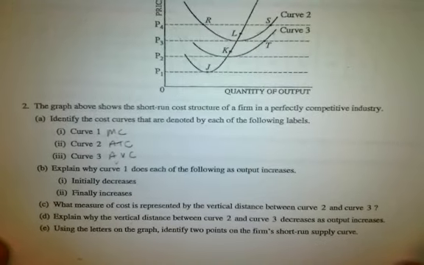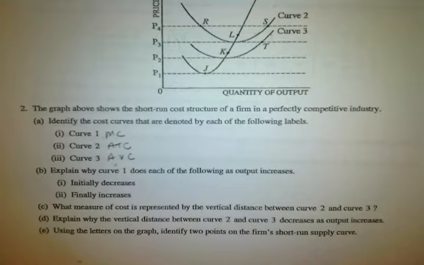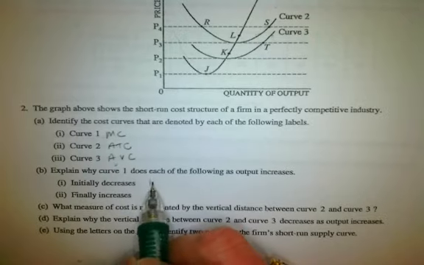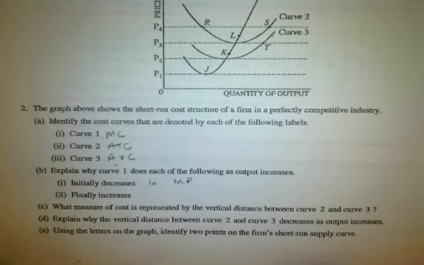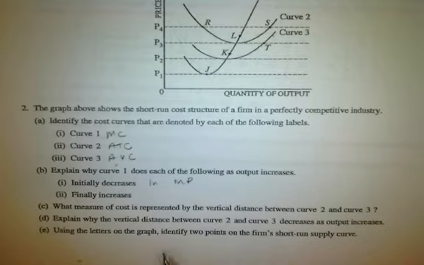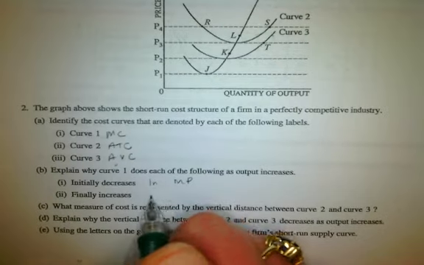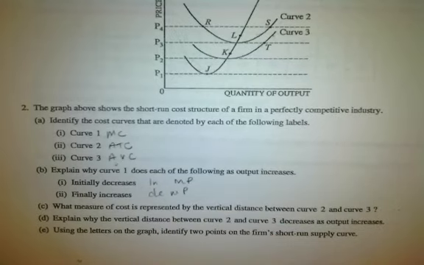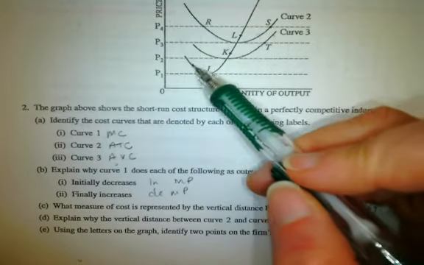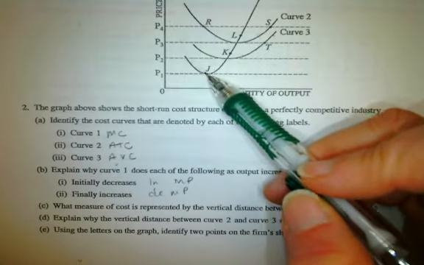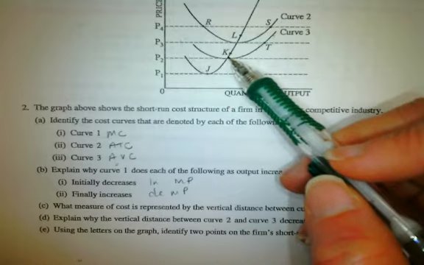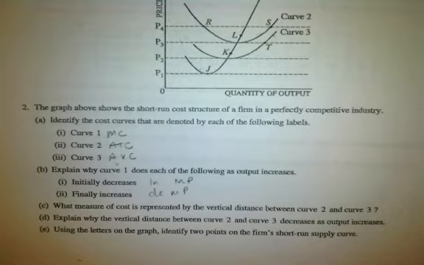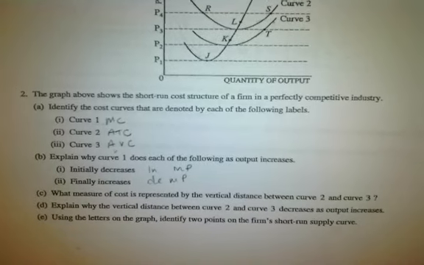Explain why curve 1 does each of the following as output decreases. So curve 1 is your marginal cost curve. Initially it's decreasing because we have increasing marginal product. As we add more workers, the next worker is adding more, and so our costs are going down. Eventually they're going to start increasing because we have decreasing marginal product, and then that ends up being negative marginal product. So costs are going down here because of increasing marginal product. Costs start going up because of decreasing marginal product. When we add the next worker, they're either not adding as much or they're actually going negative.